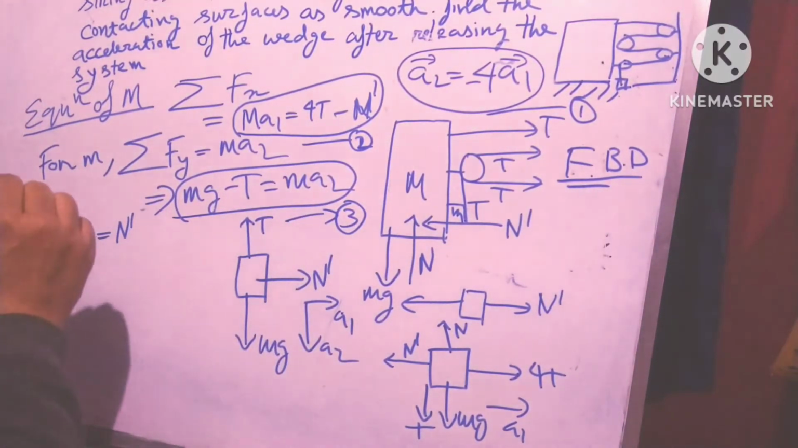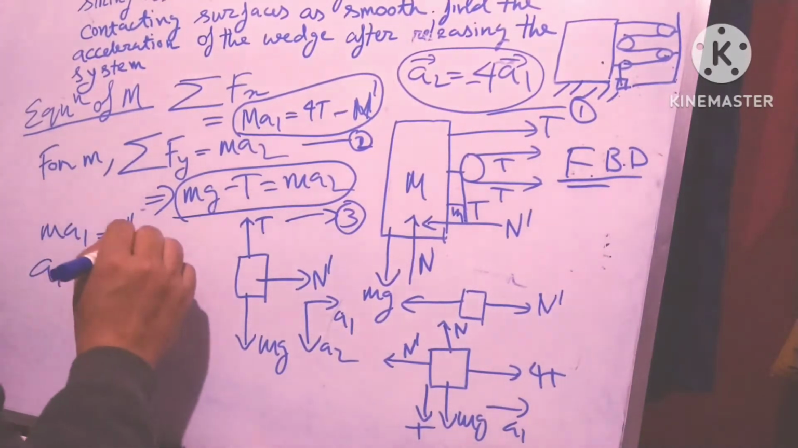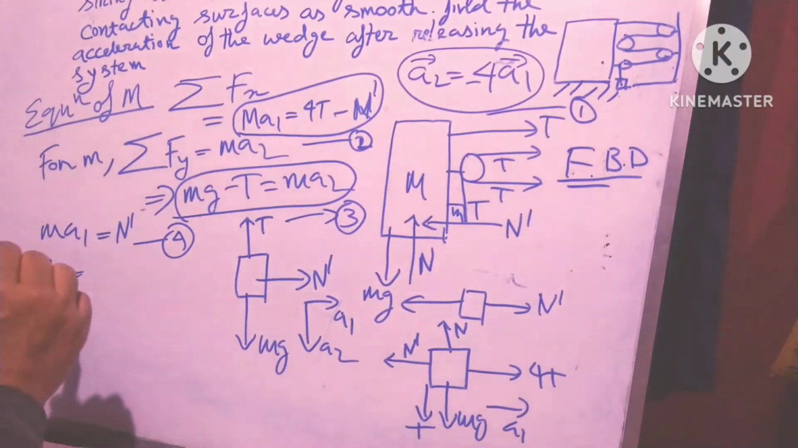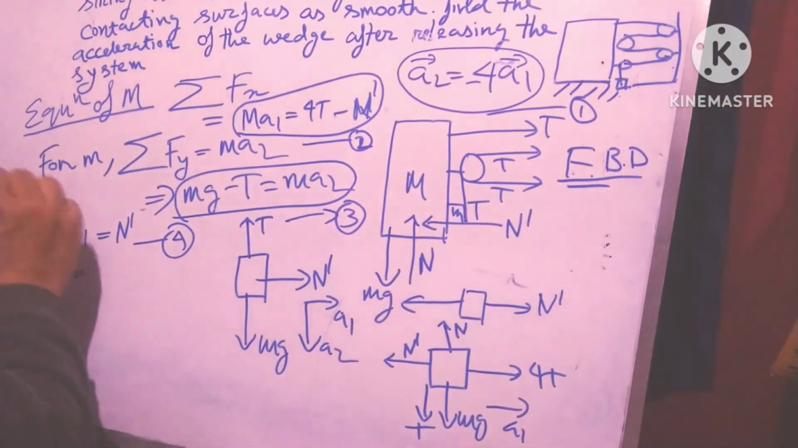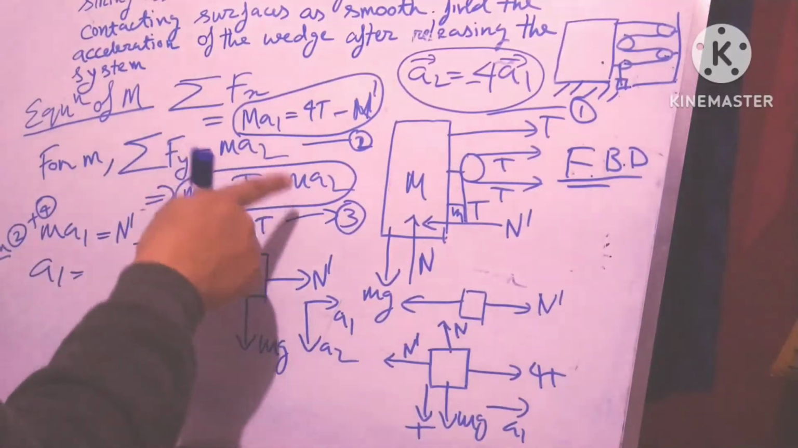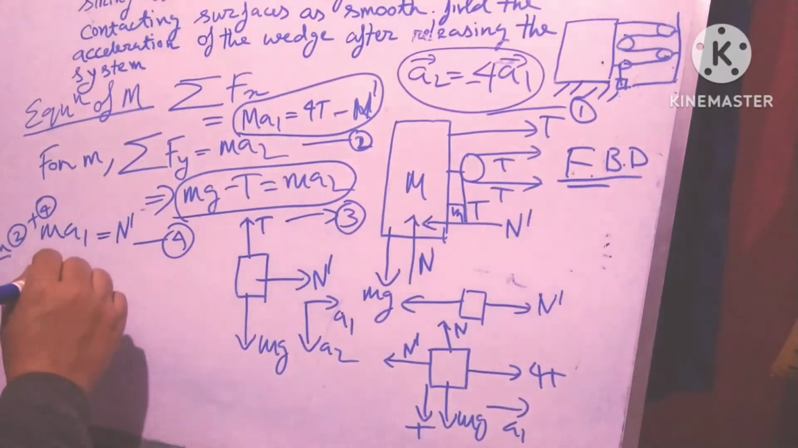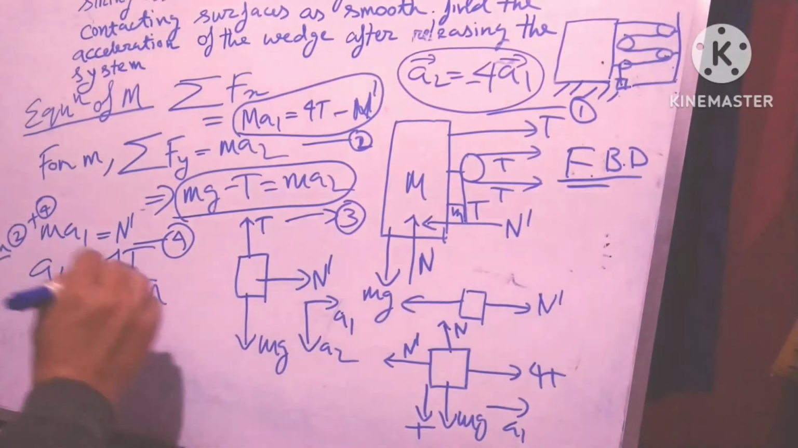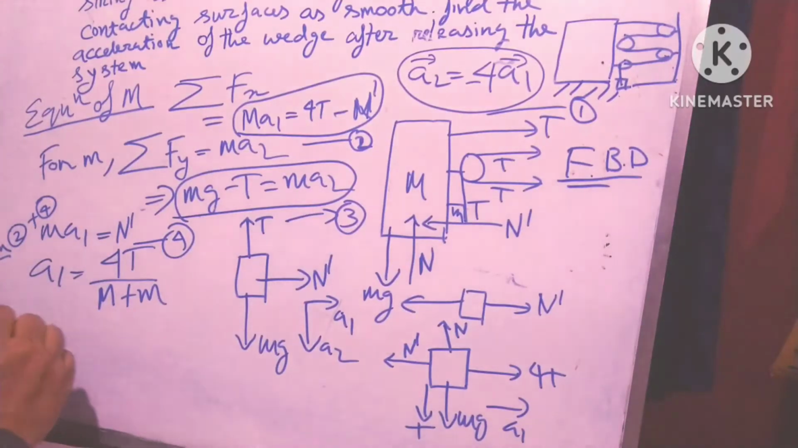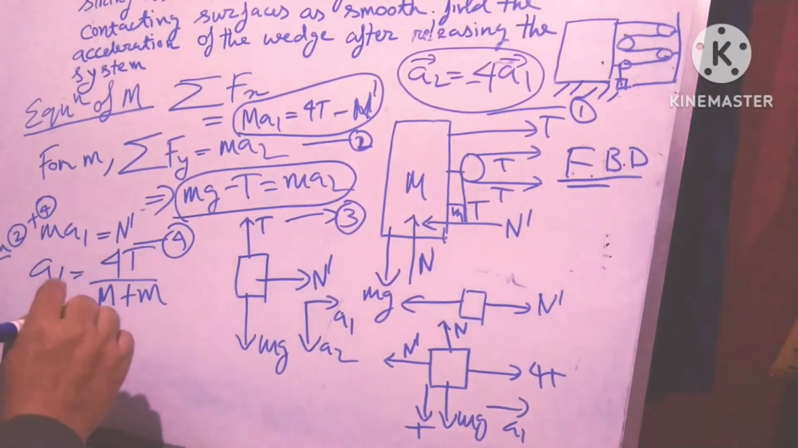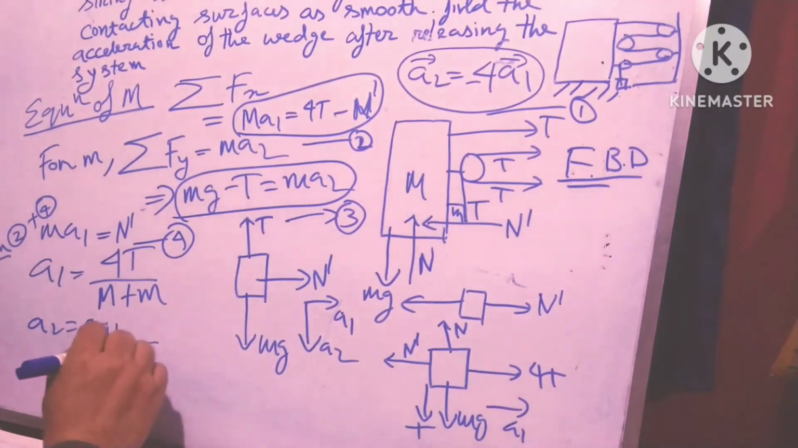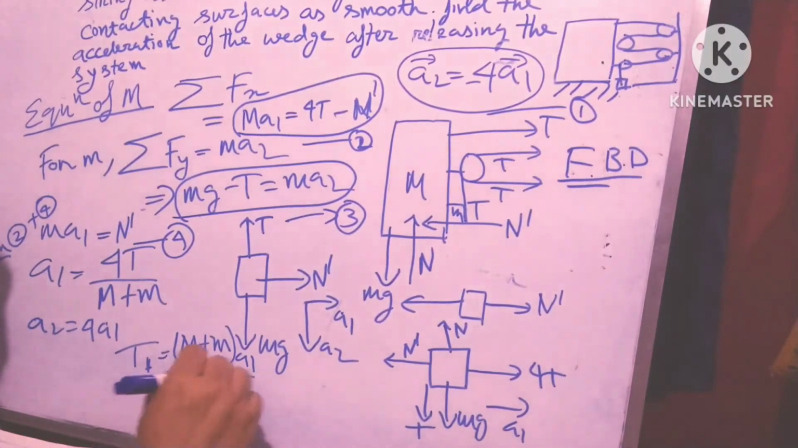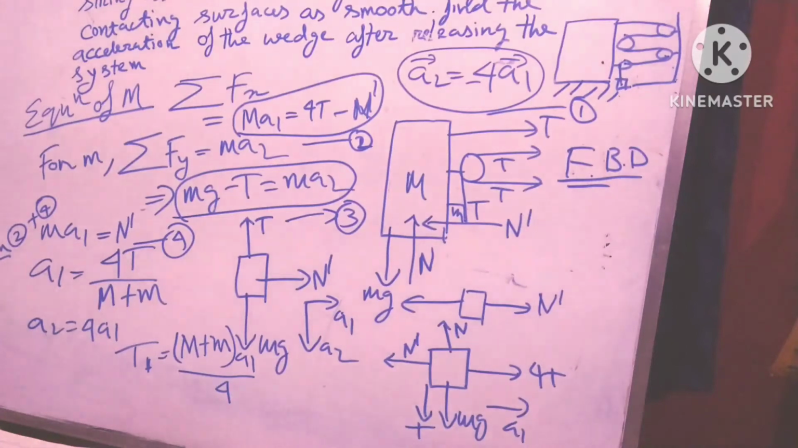So 2 and 3, and this is my 4. So from 2 and 4, adding 2 plus 4, we have A1 equal to 4T divided by capital M into small m, and if A2 equals 4 A1, then from equation 1 we get T equals capital M small m A1 divided by 4.